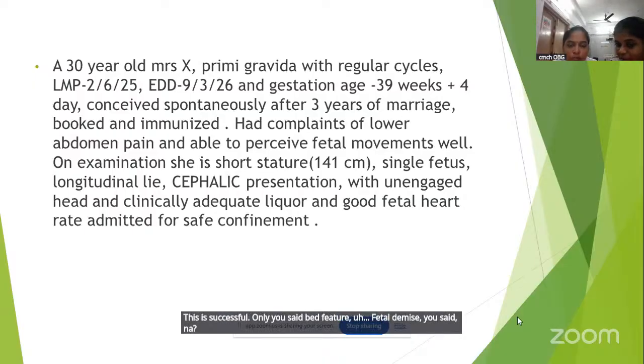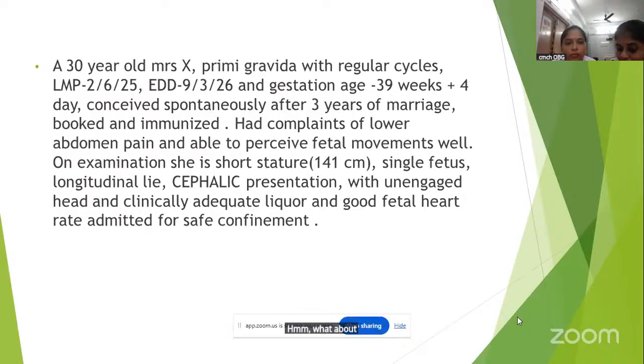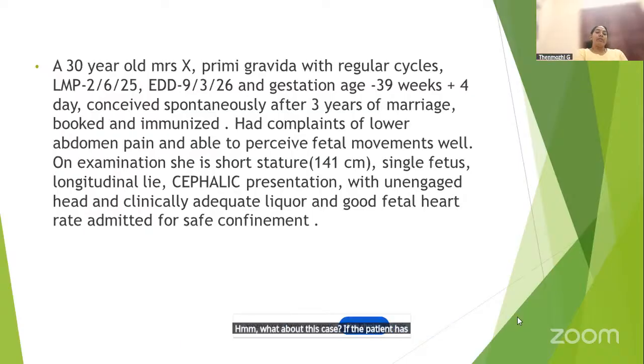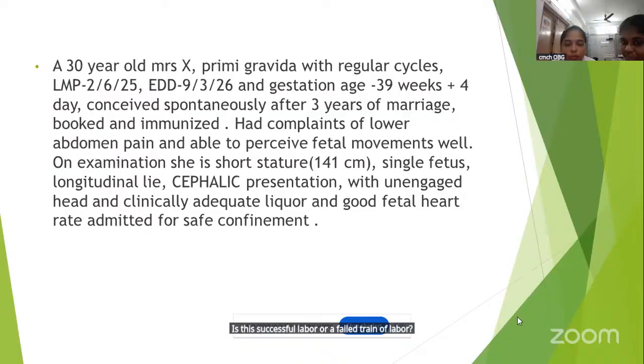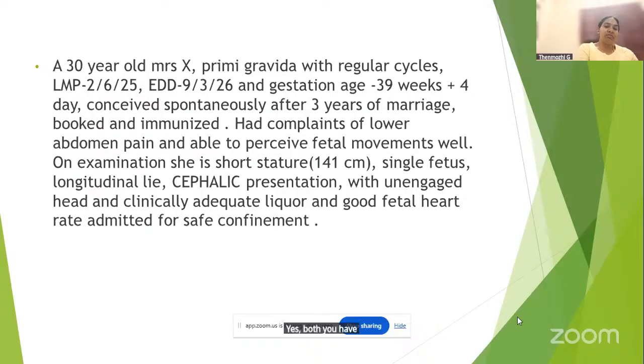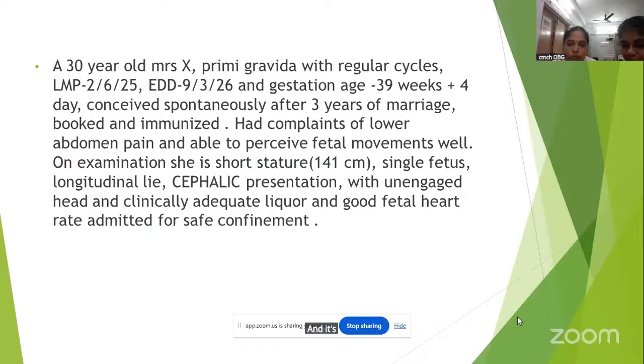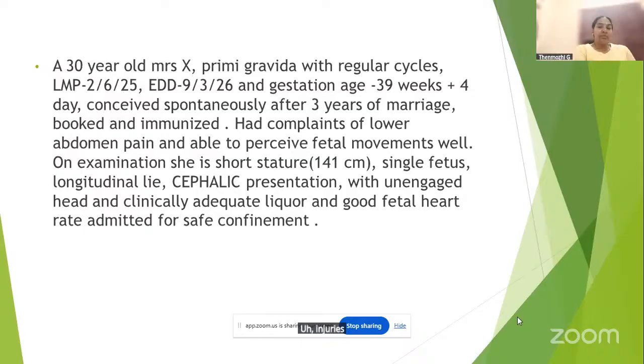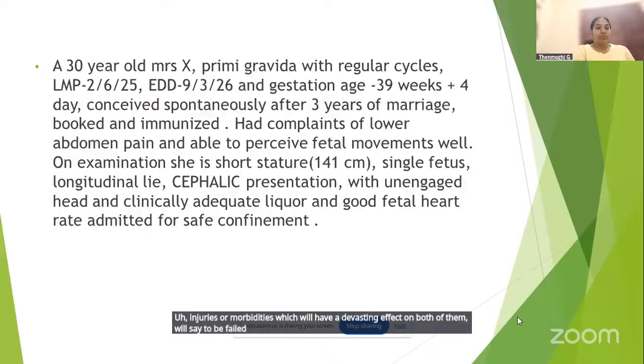Yes, ma'am. What about this case? If the patient has a colporrhexis extending upwards, is it a successful labor or a failed trial of labor? I mean, that is maternal and fetal morbidity associated. Yes, you have to tell both maternal and fetal injuries or morbidities, which will have a devastating effect on both of them. We'll say it to be a failed trial of labor.